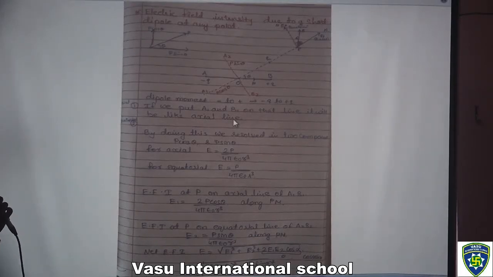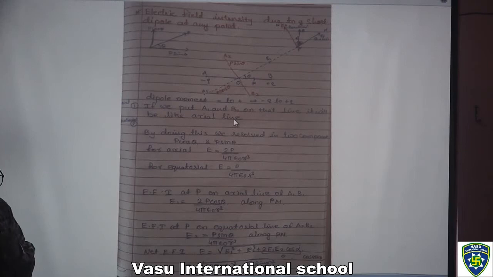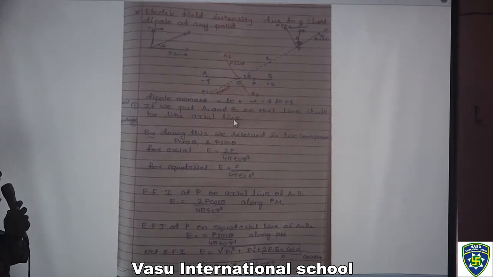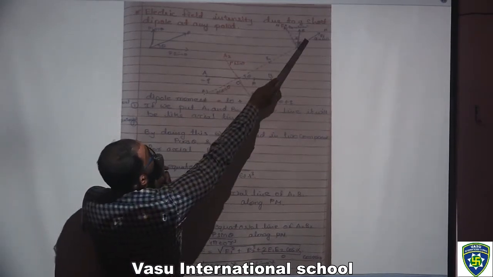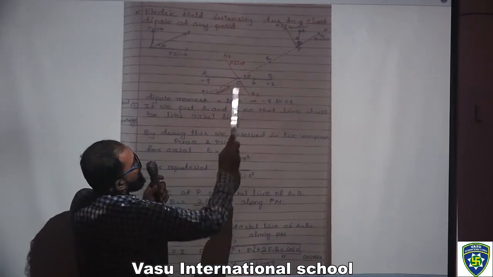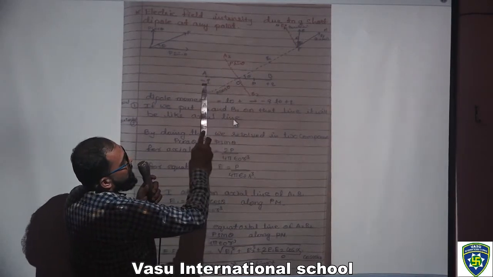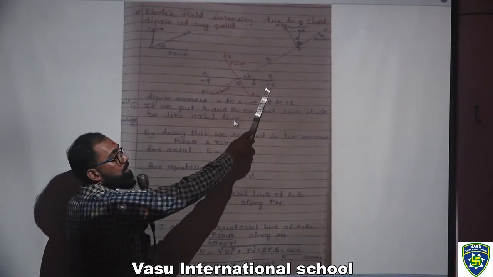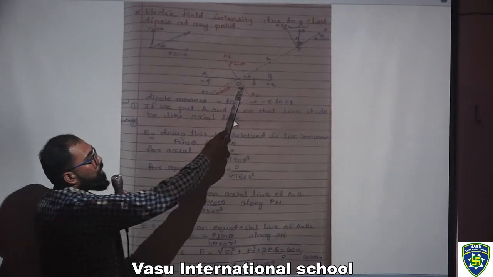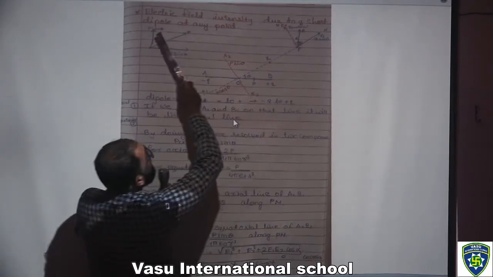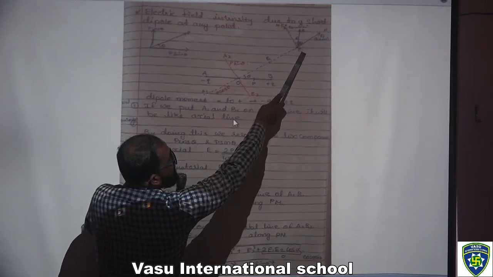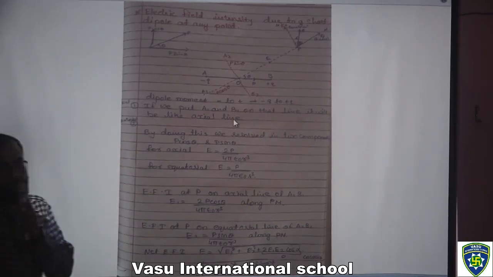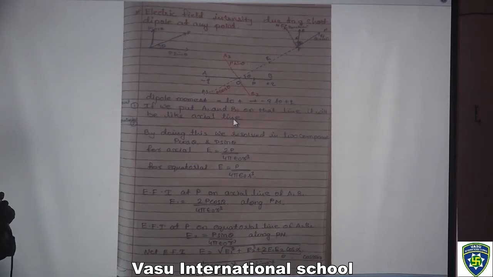Next topic, electric field intensity due to a short dipole at any point. In the previous topic we discussed the axial line and the equatorial line. Here it is due to a dipole at any point. AB is a dipole with charge minus q at one end and plus q at the other, and the center is O. Due to a short dipole at any point, we are taking a point P.